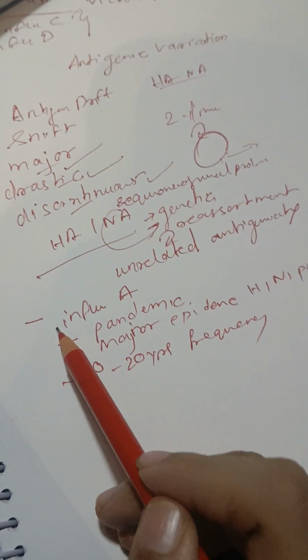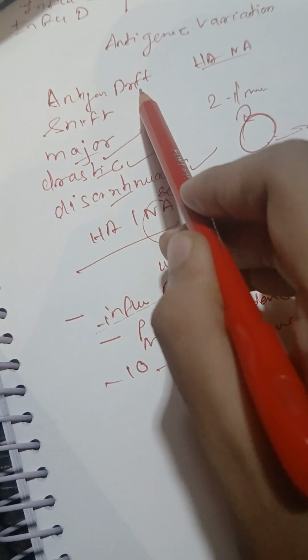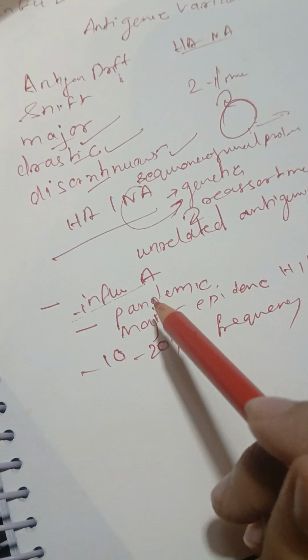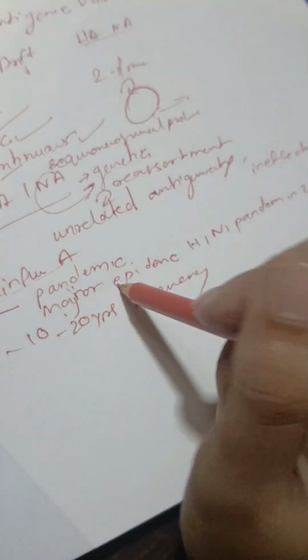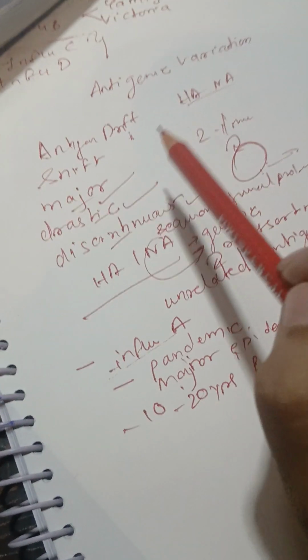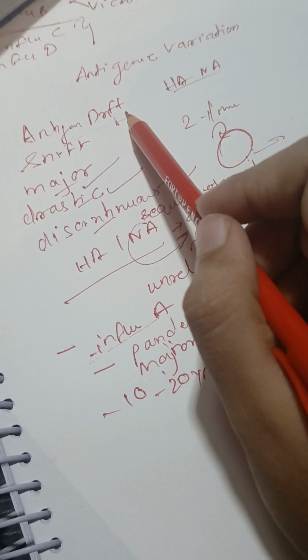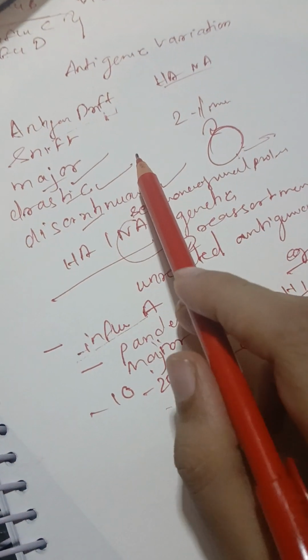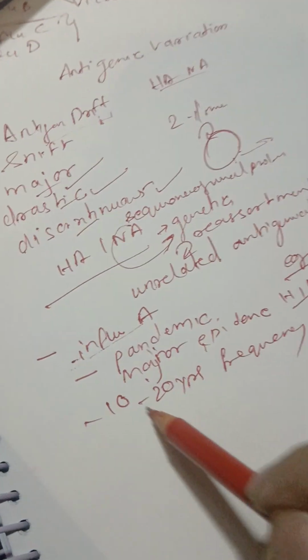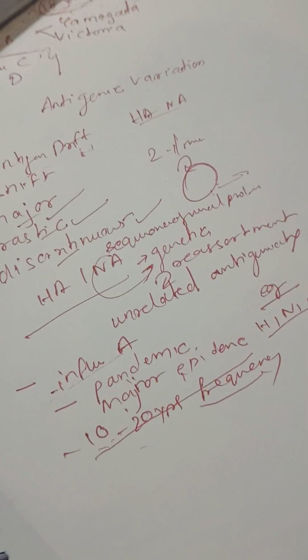Talking about the significance, it occurs only in influenza A, as compared to antigenic drift, which occurs in both influenza A as well as B. It is a pandemic and a major epidemic. An example is the H1N1 pandemic of 2009. Antigenic drift causes minor epidemics and occurs more frequently, every 2 to 3 years, but antigenic shift occurs less frequently, every 10 to 20 years. So that is the antigenic variation.